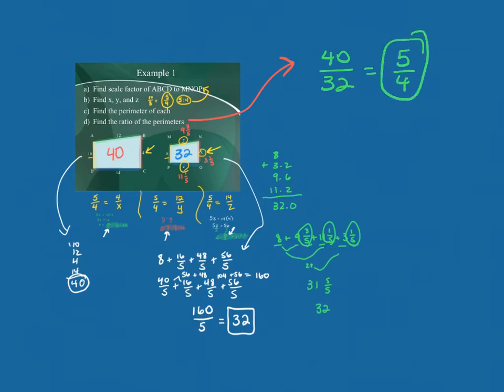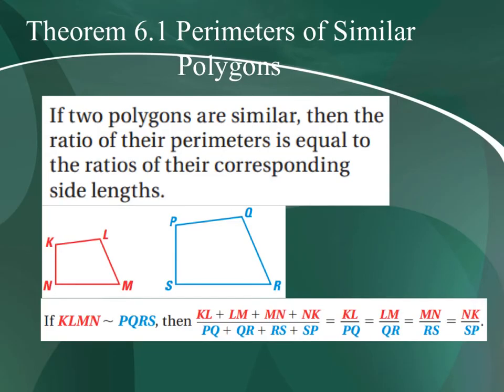So what do we notice is true about the ratio of the perimeters and the ratio of the sides? They're the same, which is a rule. Theorem 6.1, Perimeters of Similar Polygons. If two polygons are similar, then the ratio of their perimeters is equal to the ratio of their corresponding side lengths. So if I know the ratio of the side lengths, I know the ratio of the perimeters, and vice versa.